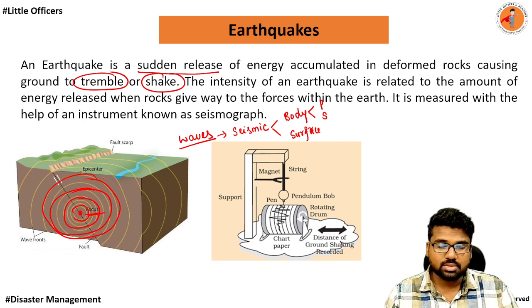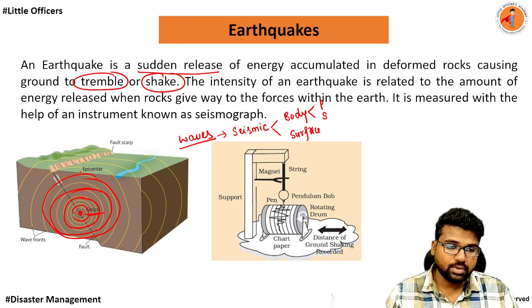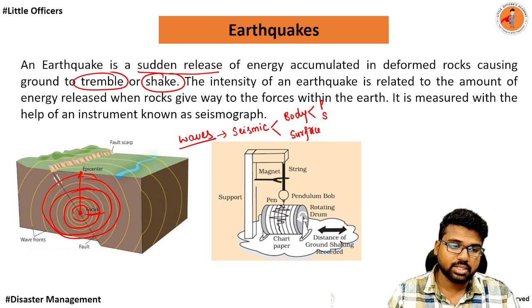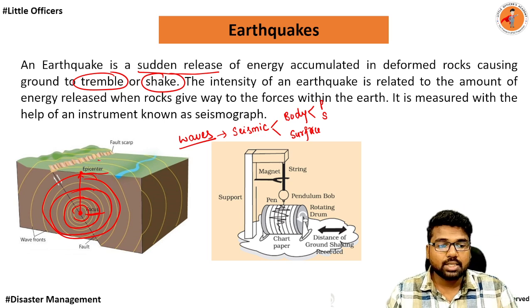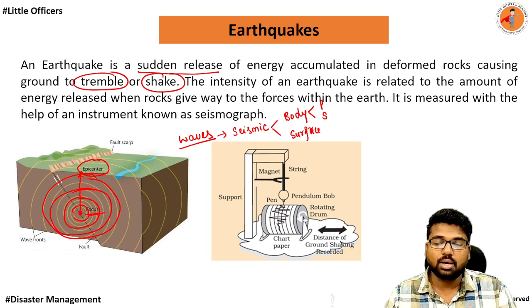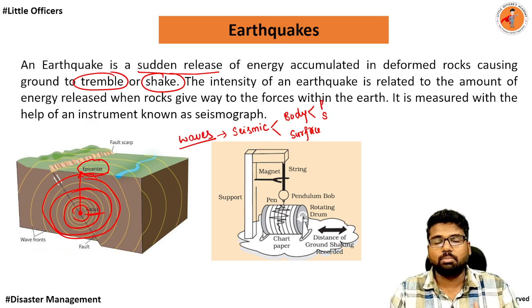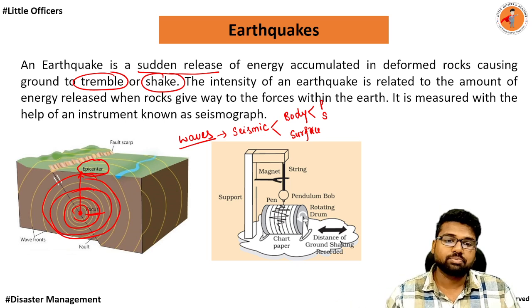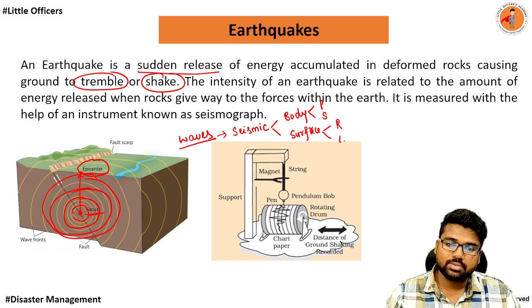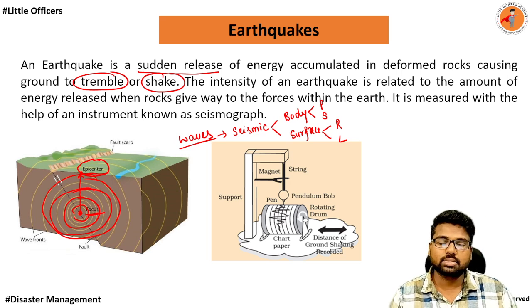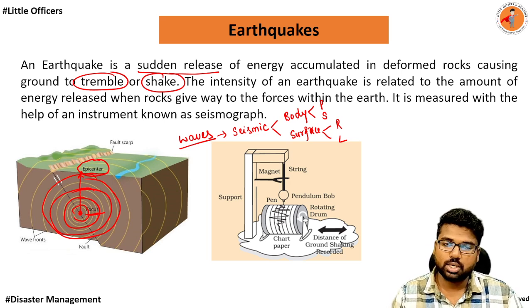And when these waves, let's say the body waves, touch the surface, the point exactly at the top where they touch is called the epicenter, and this is the location where there is maximum destruction. And from here the surface waves proceed further, which can be classified again into R waves and L waves. This classification we will see in detail along with their properties in our geomorphology in geography.